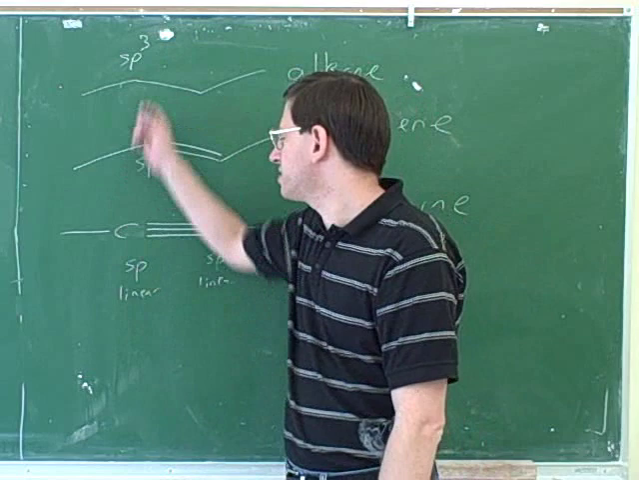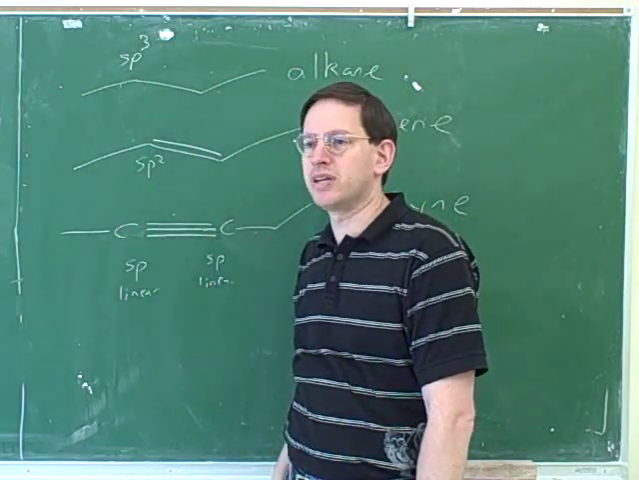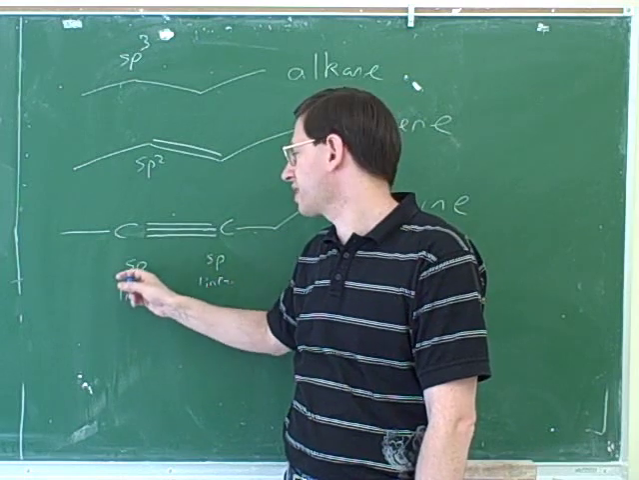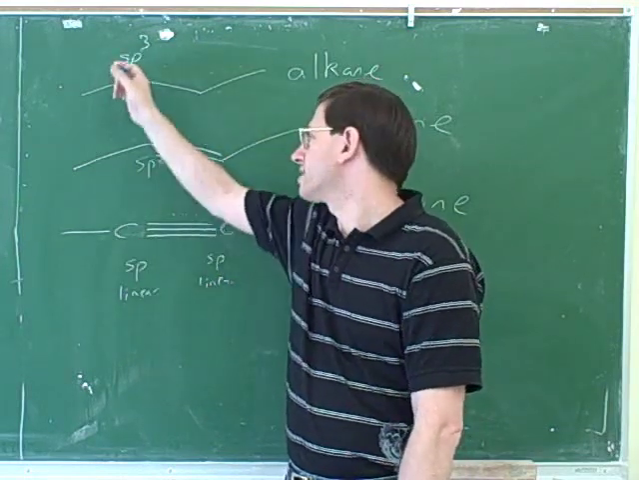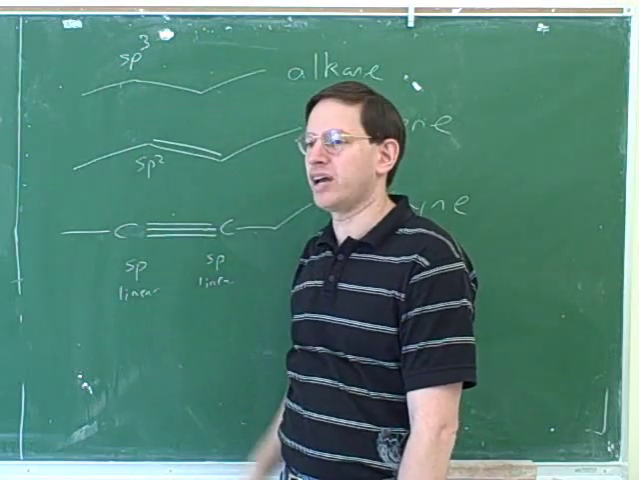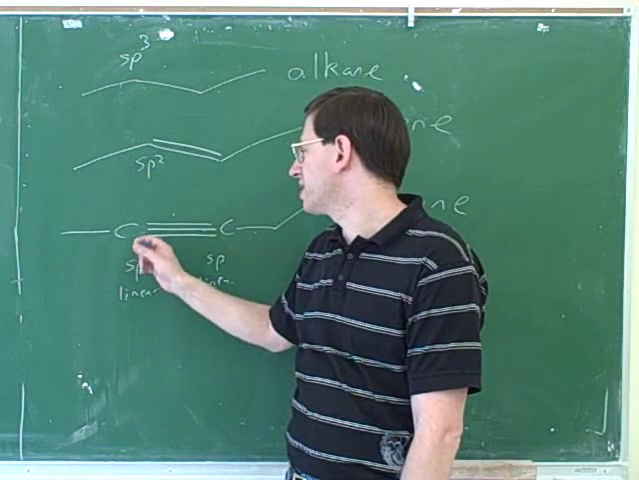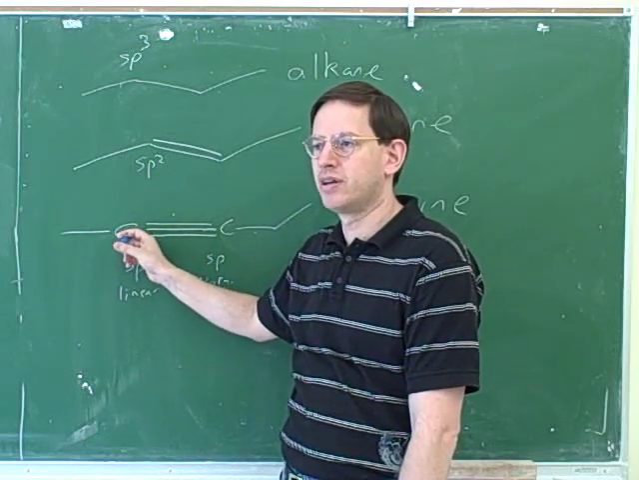Well, which of these hybridizations has the most s character? sp3, sp2, or sp? This has the most s character. How much s character does it have? 50%. Whereas this is only a quarter s character. So where would an electron most like to be? Alkanes or alkynes? Alkynes. Electrons prefer to be here. Does that make this carbon the most electronegative or the least electronegative?